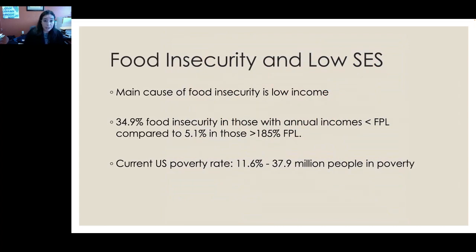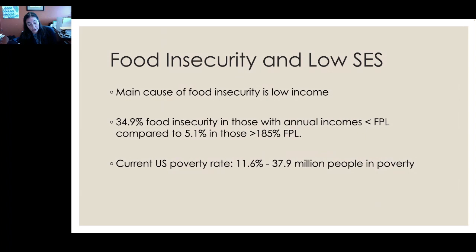Now, while food insecurity is a measure of the ability to obtain food, the main cause of food insecurity is low income. In fact, according to one study, 34.9% of households with annual incomes below the poverty line experienced food insecurity, compared to only 5.1% with those who had incomes greater than 185% of the federal poverty rate.